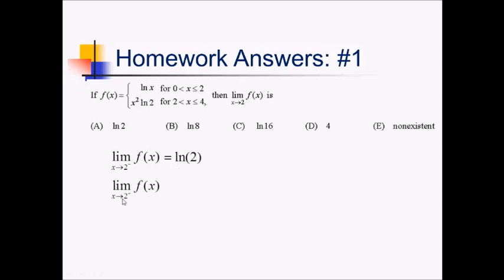And now my right-sided limit at 2 is going to use this second rule here. That'll be 2 squared times ln of 2, or 4 ln of 2. Comparing these two things, ln of 2 and 4 ln of 2 are not the same number. Since my left and my right limits do not match, that means my overall limit as x approaches 2 is not defined, does not exist, so that would be answer choice E.